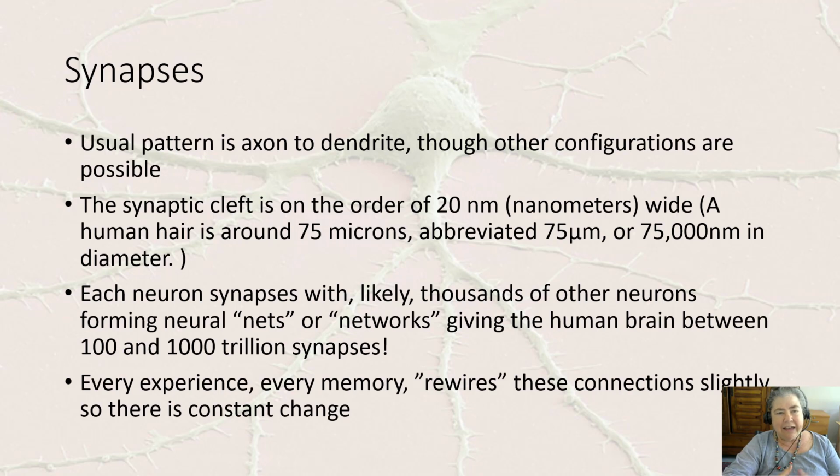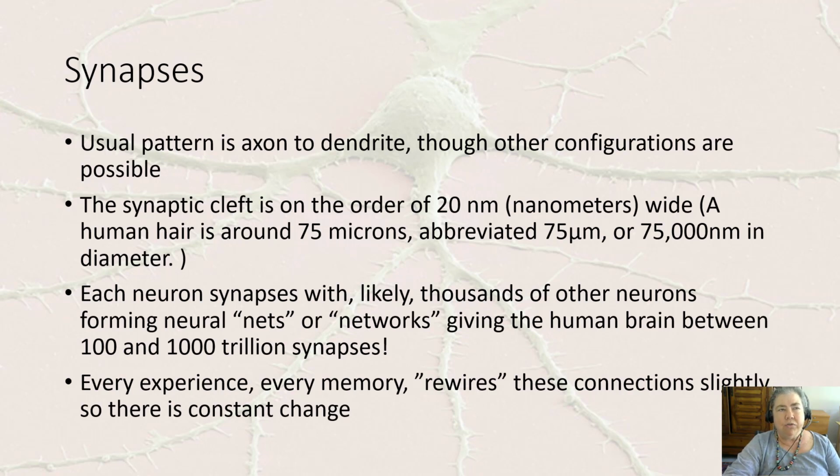I had this slide saying that the synaptic cleft is 20 nanometers wide, so I decided to look up how wide a human hair is. And a human hair is about 75,000 nanometers. So this is a very tiny infinitesimal space containing extracellular fluid.